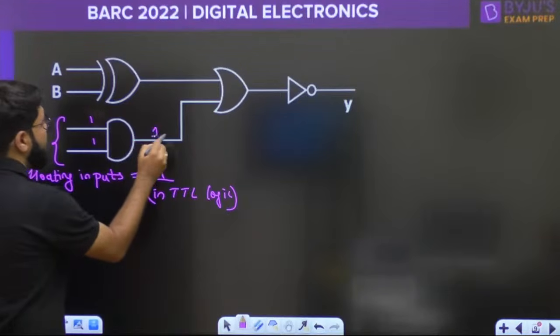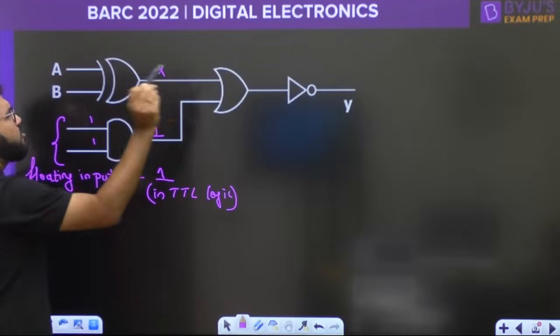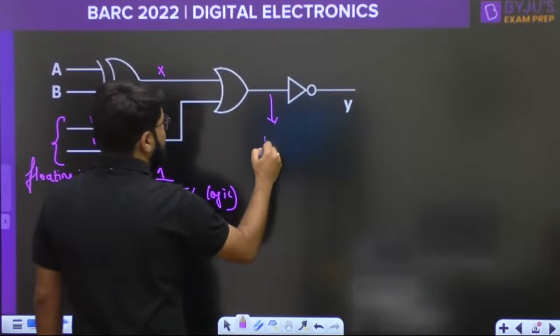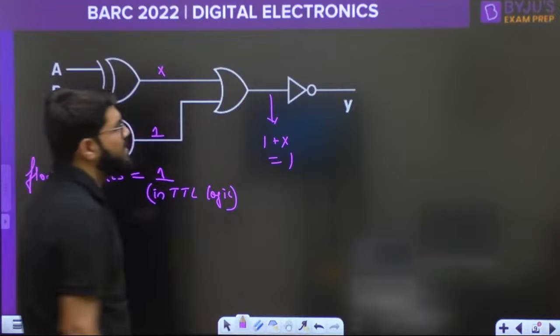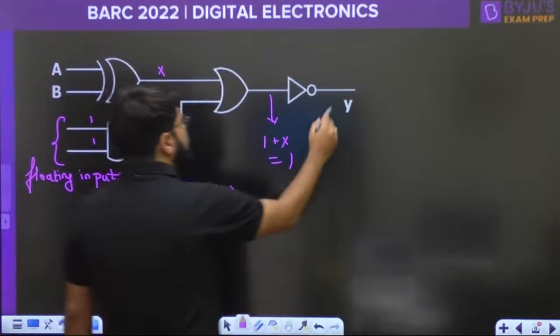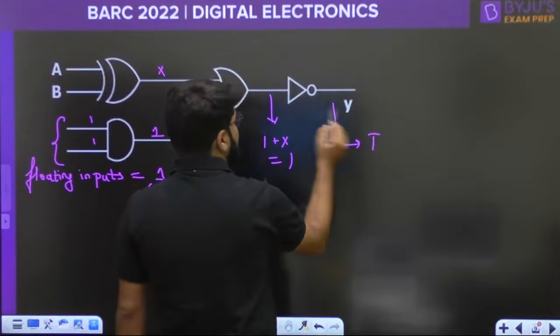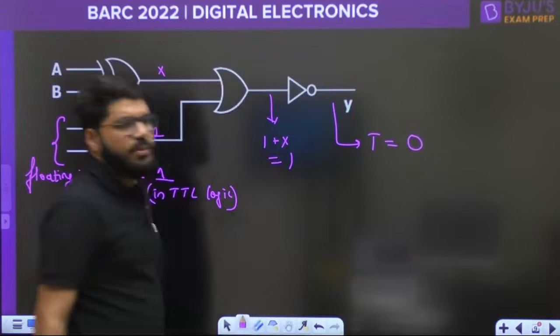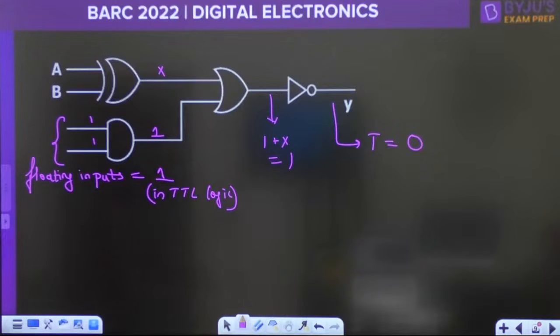So the output of this gate is 1. Whatever may be the output of the XOR gate, I don't care, because what I get here is 1 plus X, and in Boolean 1 plus X is equal to 1. So what is the output Y? It is just the inverter. So what is the complement of 1? That is equal to 0. That's it.